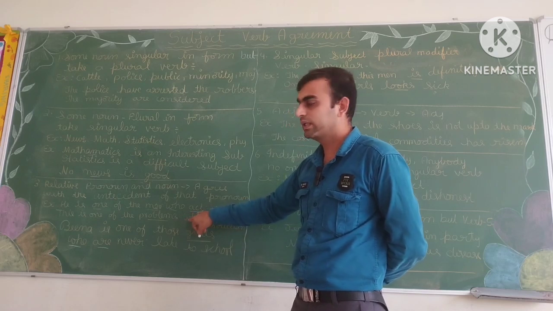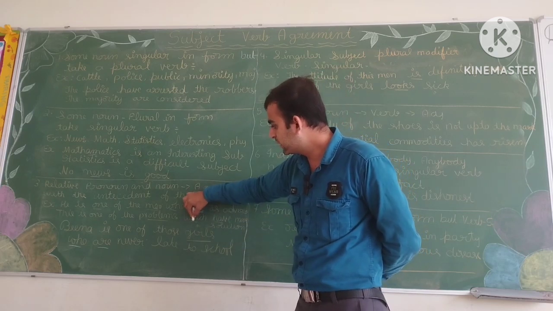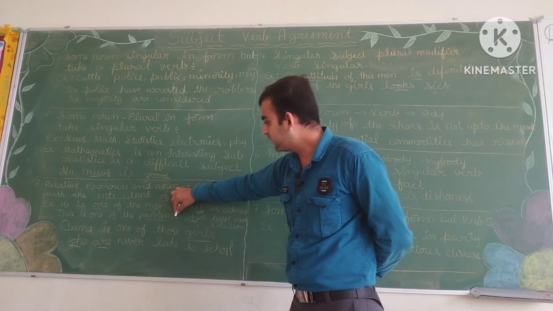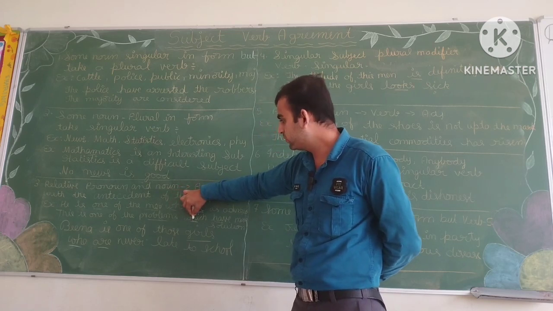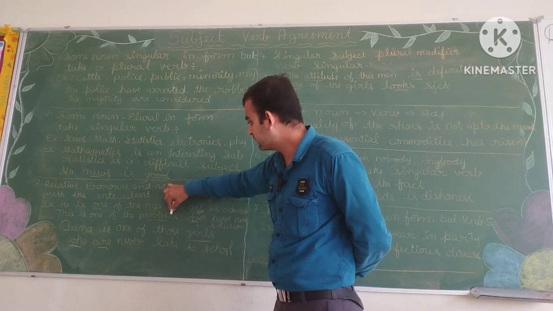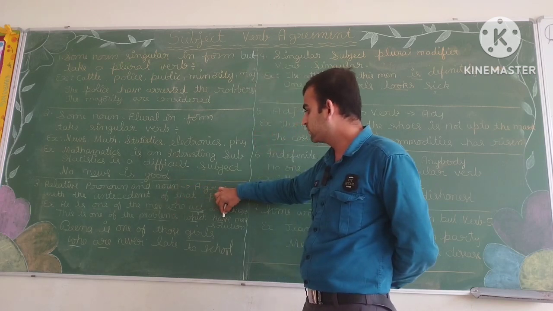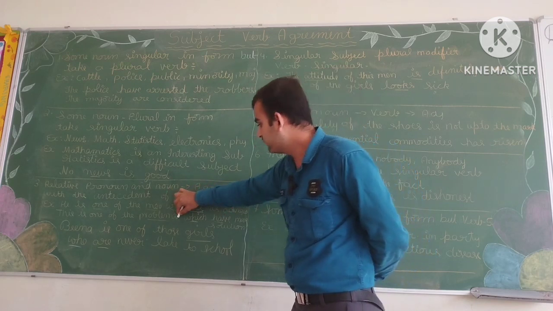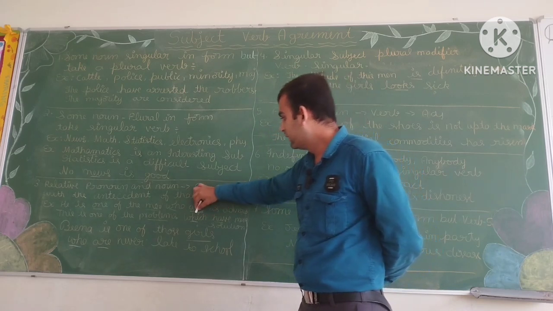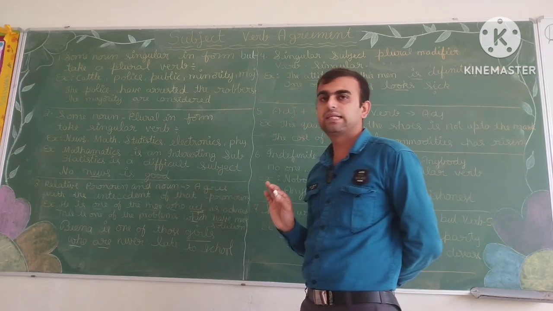So which is the relative pronoun here? That is which. Which is the nearest subject to this pronoun? That is problems. The nearest noun to the pronoun is problems. That's the reason the verb must be plural. Problems is plural, the verb is plural: which have. Is it clear?